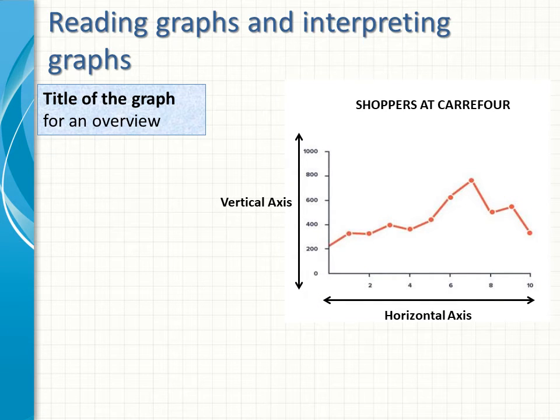Reading graphs and interpreting graphs. First, let's look at how we interpret a graph. How do we read the graph? And how do we interpret the graph? Look at this graph we have here, for example. What type of graph is this one?